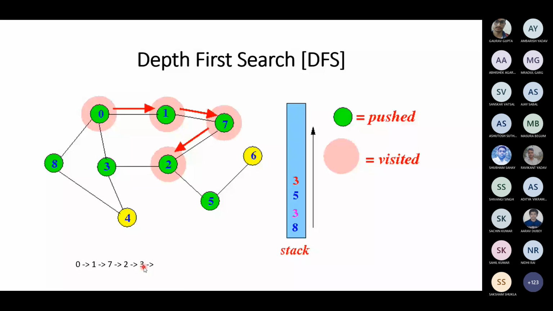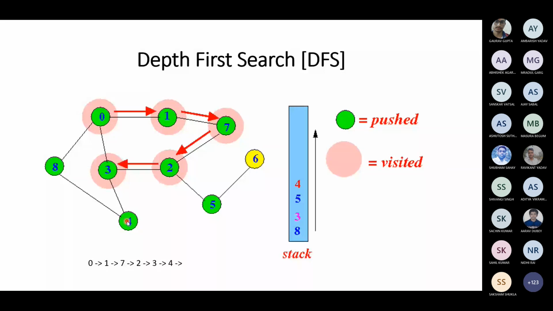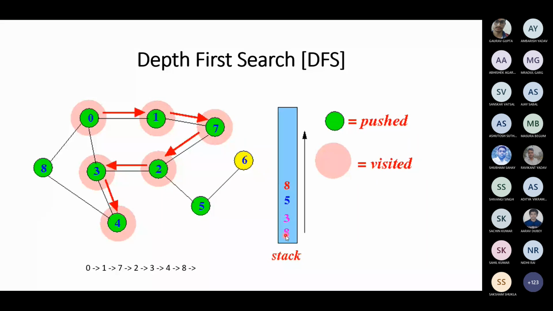Then what is the next element that will be visited if you choose 3? 4. So 4 will be visited here. So what is the next node? 4 is having 8. 8 is already there in the stack. Okay, 8 is also marked as pink color, which means visited. Now what will happen? What is the next node? 8. 8 is visited. So after 4, 8 is visited. 8 will be removed from the stack. Then what is the next node?